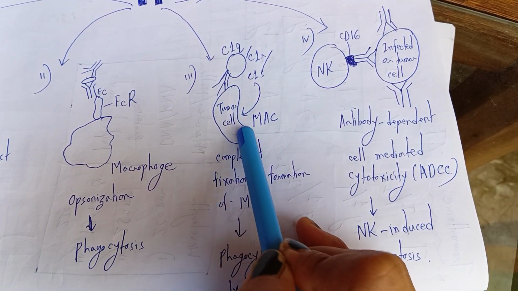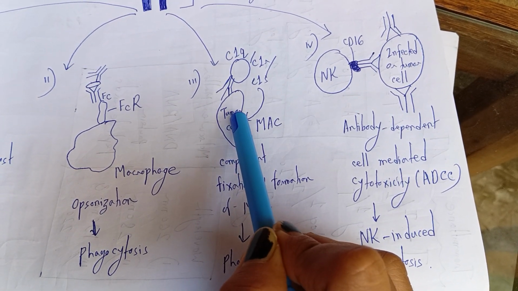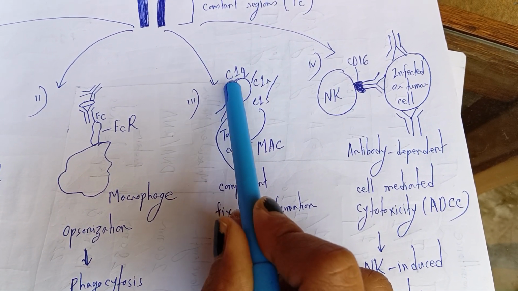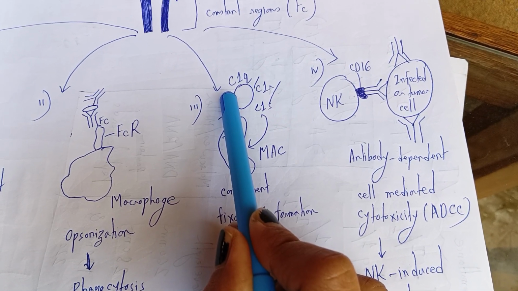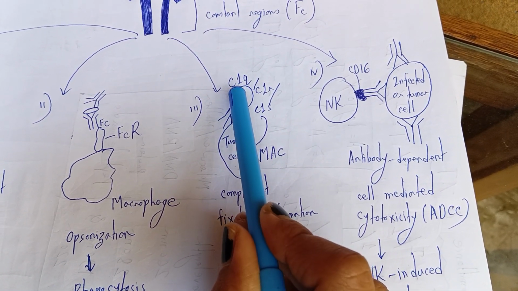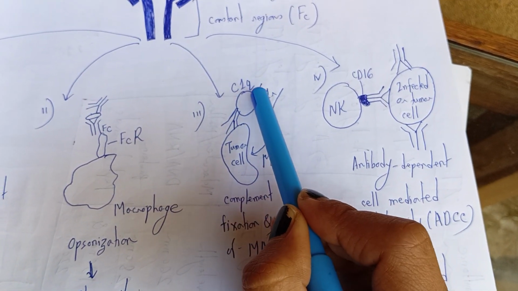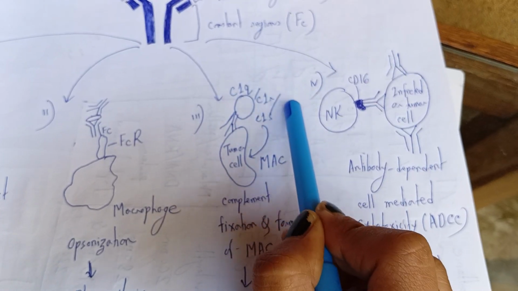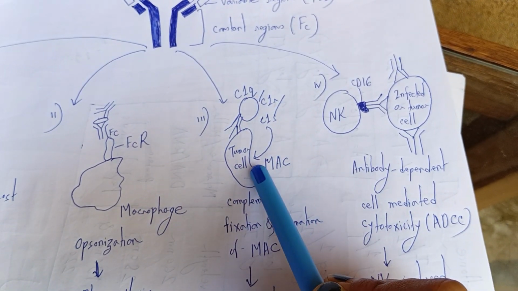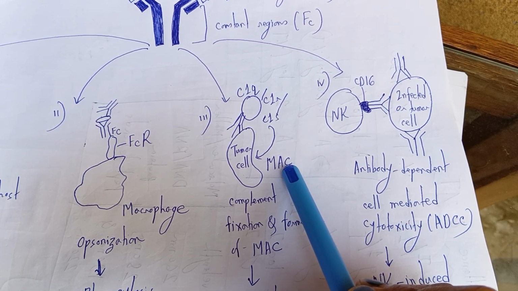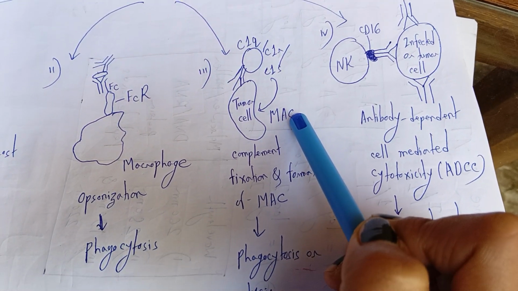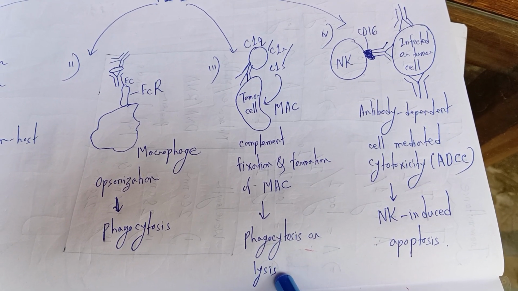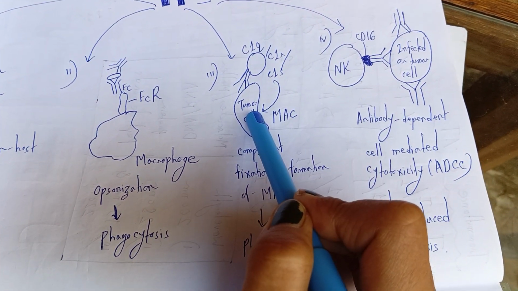Okay, now move to the third one. Suppose here is a tumor cell. Against this tumor cell, the antibody is bound. As this antibody is bound, it activates the classical pathway of complement, which causes the activation of complement C1q, C1r, and C1s. As all this complement is activated, it activates the MAC, which is known as your membrane attack complex, and this ultimately results in the phagocytosis or lysis of what? Your tumor cell. Got it?